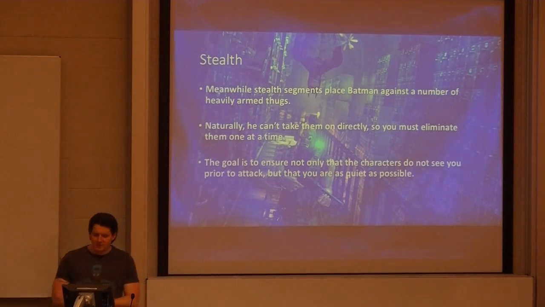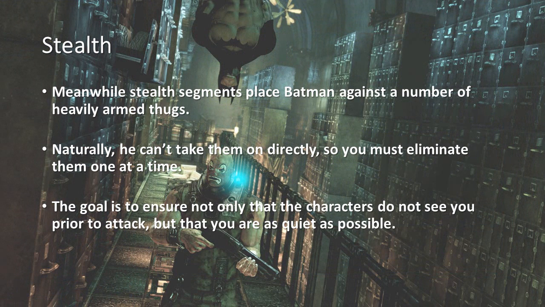So in these segments, if you try and take people on directly, you're going to be dead very, very quickly. In fact, you can die in about 10 seconds if you're out in the open, because even if there's just one character firing upon you, they can also communicate to one another. They can say, oh, hey, I've found the bat. Multiple characters come in at the same time. They'll all shoot you. Yeah, you're a goner.